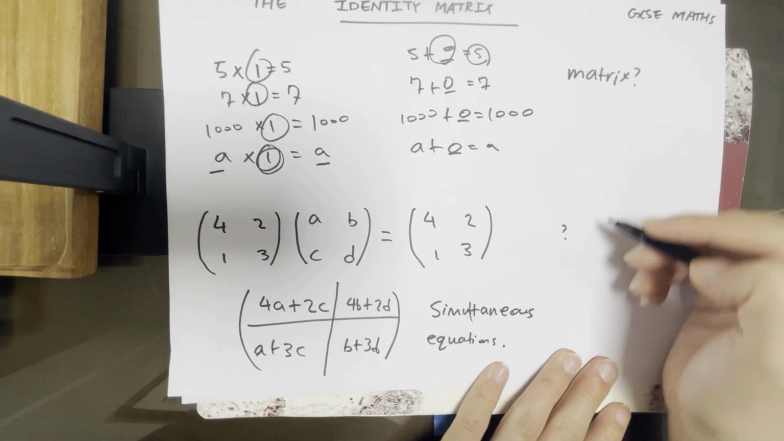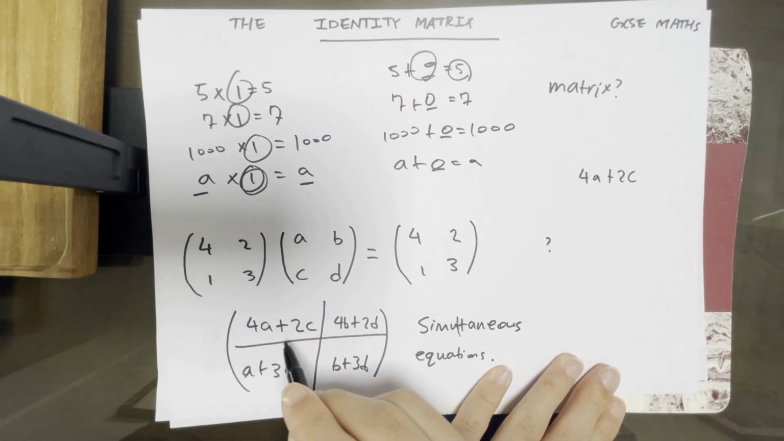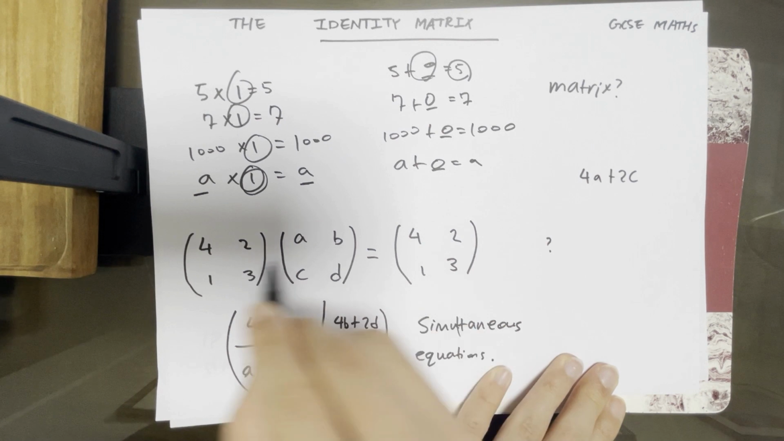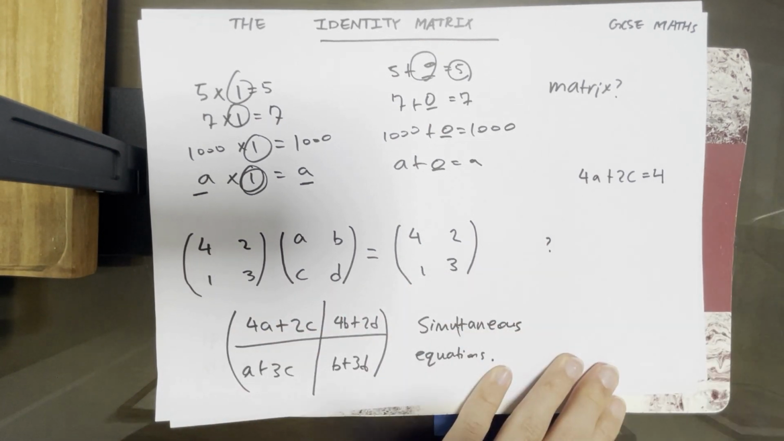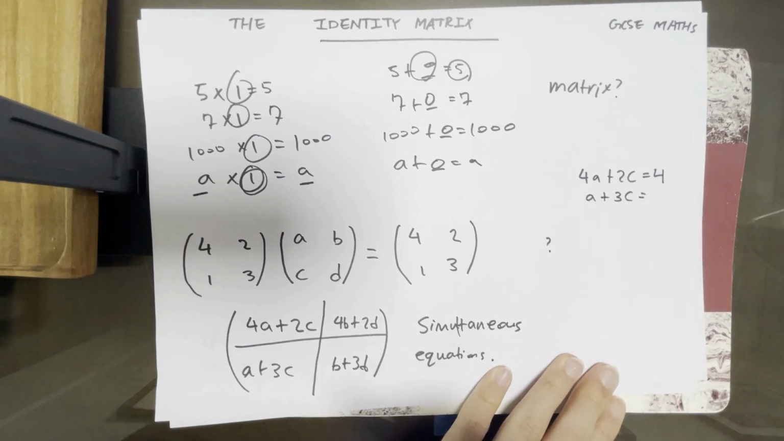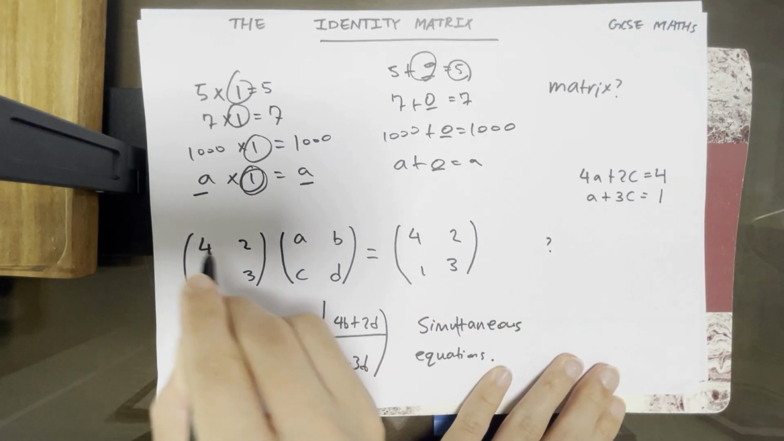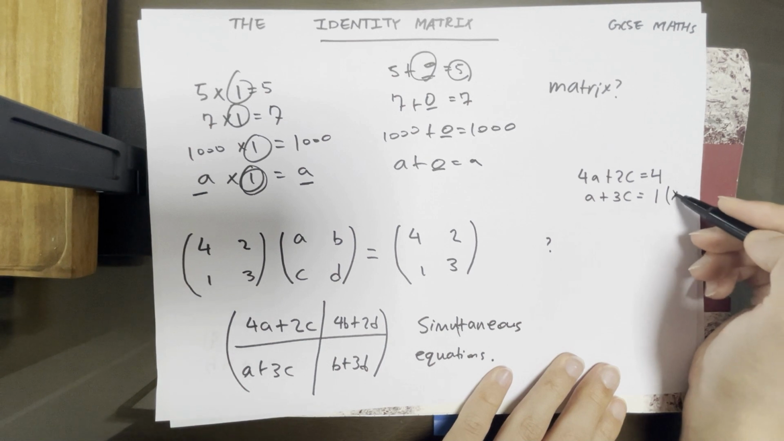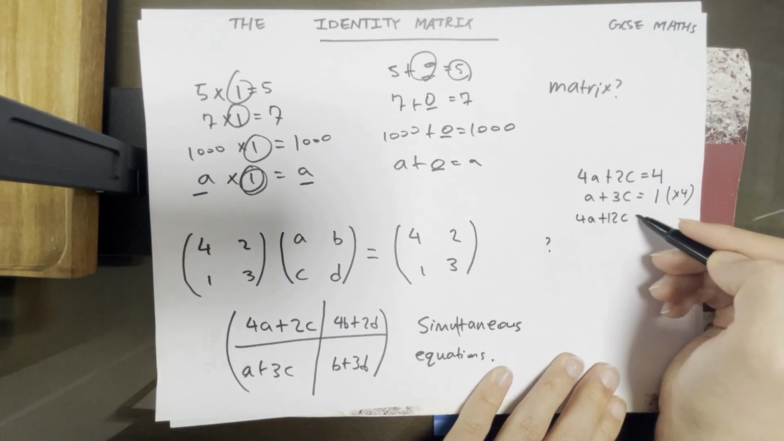So we can make an equation: 4a plus 2c. That's our top left number, right? And that number is going to equal 4 because it has to give us the same matrix that we started with. A plus 3c has to equal 1, the bottom left number, right? And it has to be the same as what we started with. And then we can multiply the bottom one by 4 to give us 4a plus 12c equals 4.